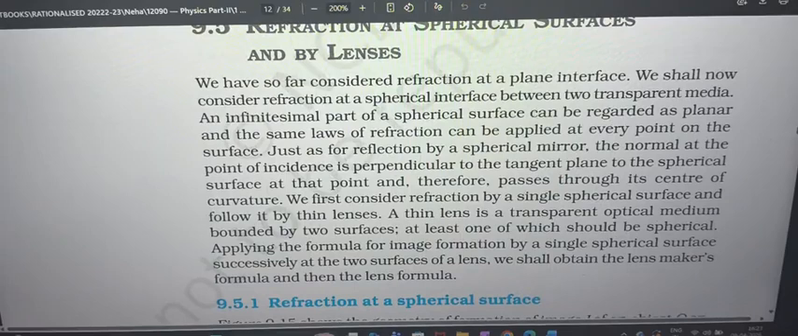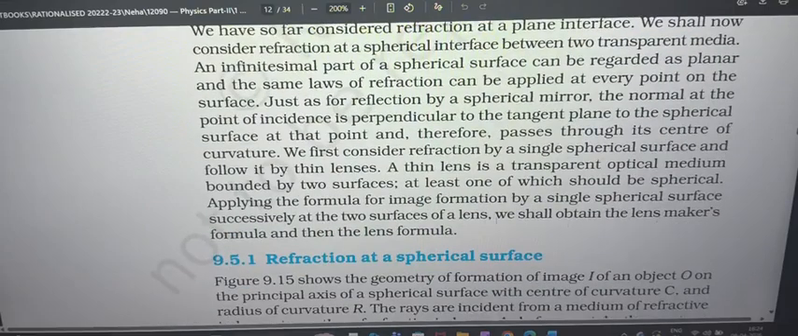Then we can consider the refraction by the first spherical surface, and then we can follow with thin lenses also. Lens means they are also a transparent optical medium where there will be two surfaces. At least one of them should be spherical. Over here we are learning where both of them are spherical, but sometimes one surface can be completely straight like a plane and the other surface will be curved. So lenses like that are also possible, but here we will learn where both of them will be spherical, and we can derive the lens maker's formula and lens formula.